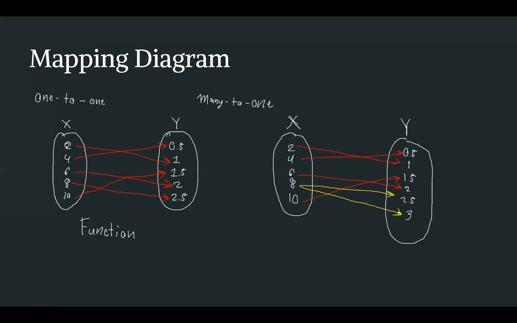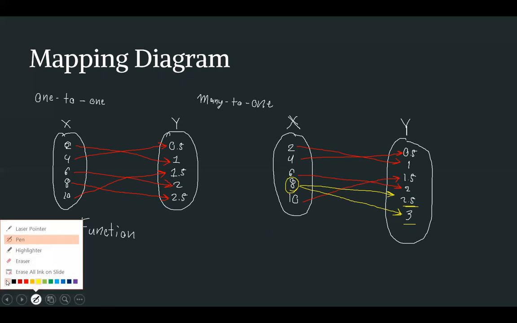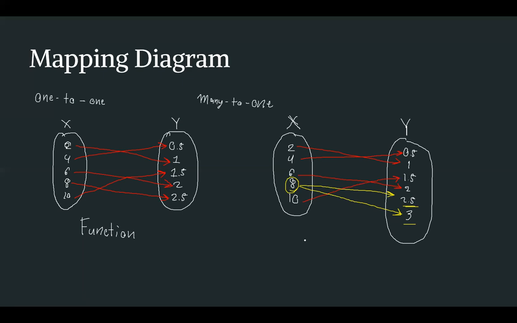As you can see, guys, from set X, most of the elements have only one element from set Y. However, one of them, which is 8, has two elements in set Y, which is 2.5 and 3. So this is what you call a one-to-many diagram. Since this is a one-to-many diagram, is this a function or not a function?